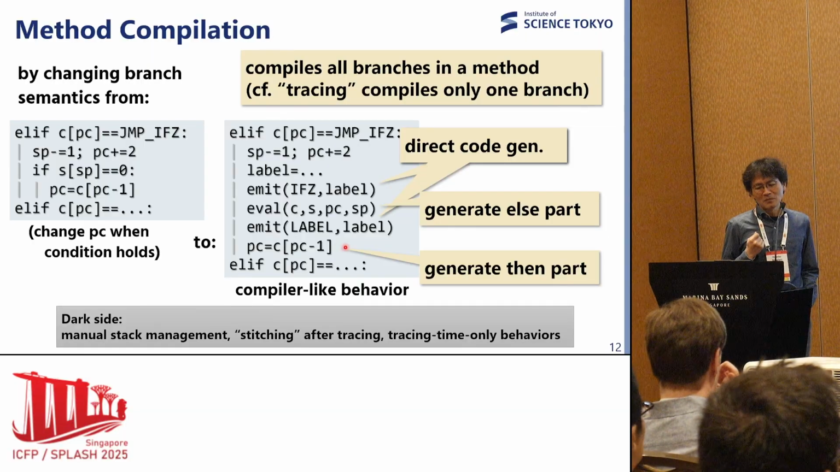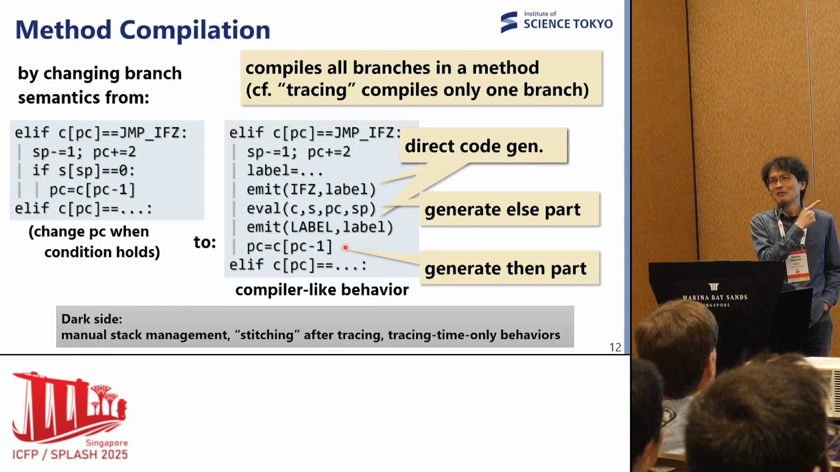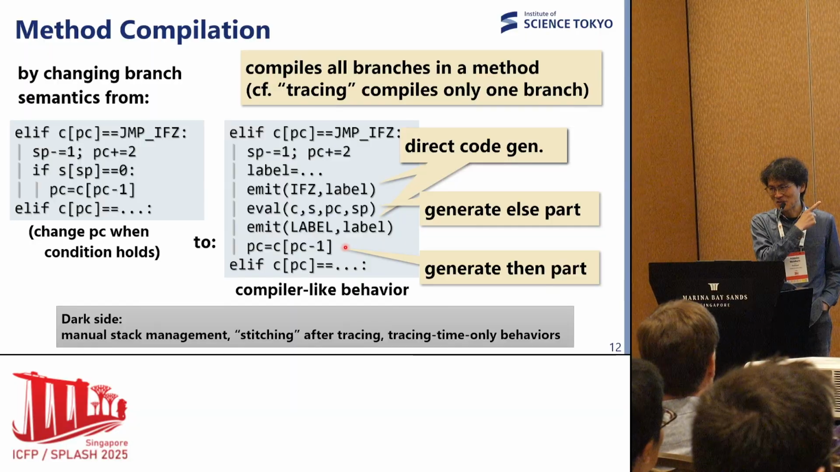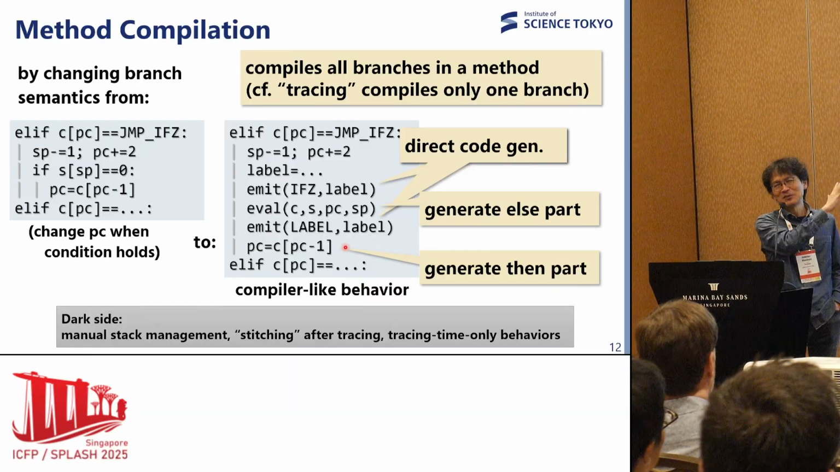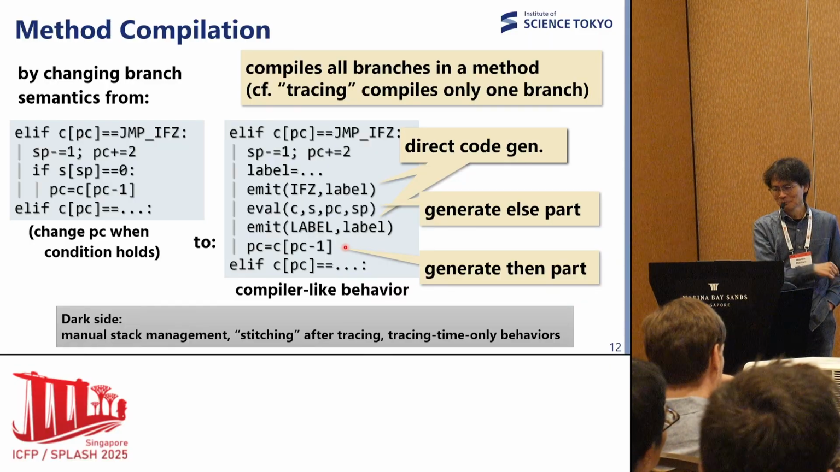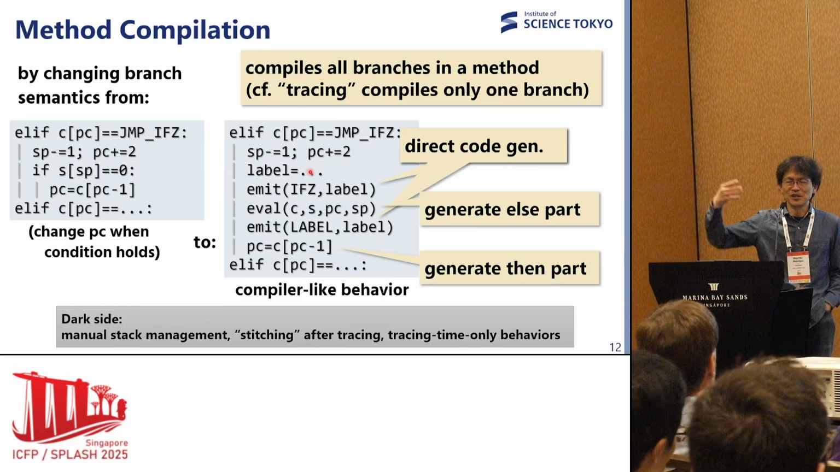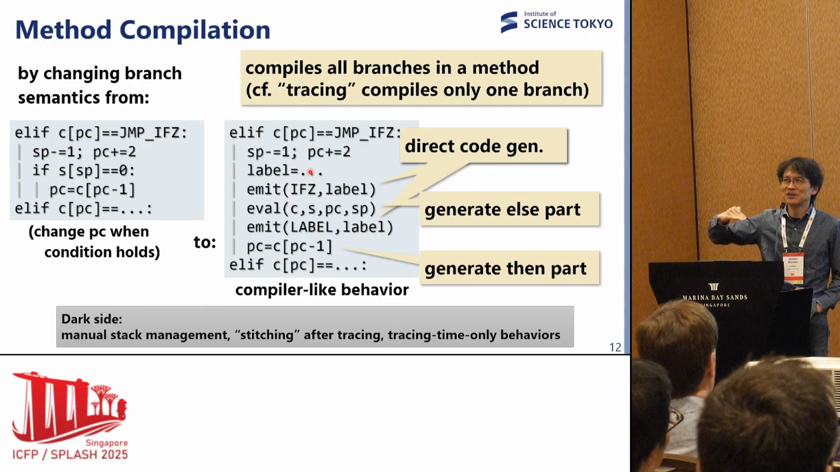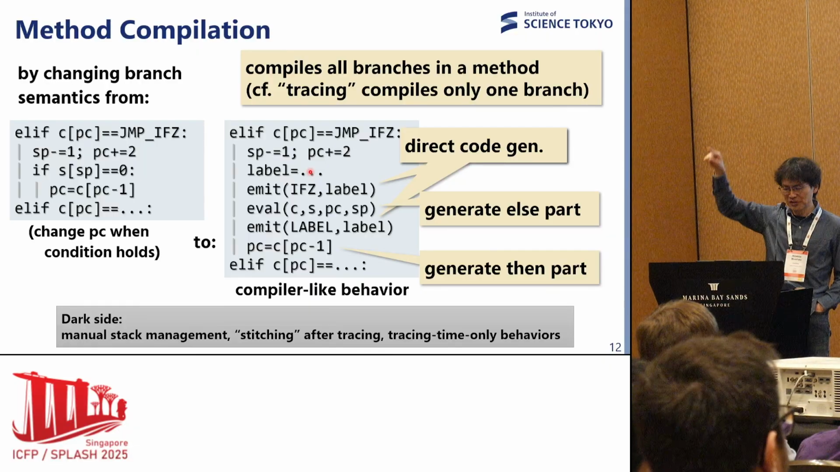So this is an interpreter definition, but it also looks like a compiler definition of an if-then-else statement. Compile the else part, or generate an if instruction, compile the else part, generate a label, compile the then part. And if we provide this interpreter definition to the RPython framework, then we will get the method compilation, so we can get both the then and else branches.